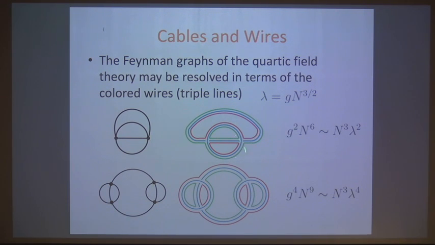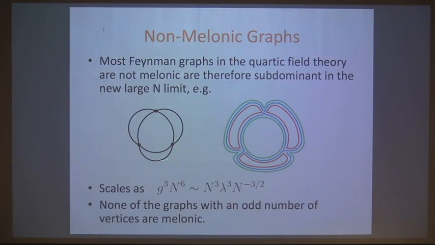But this is a very small subset of graphs in phi-4 theory, right? For example, most graphs will not be melonic. This is probably the simplest non-melonic graph, and you see it's suppressed by an extra factor of n to the minus 3 halves. So actually, none of the graphs with an odd number of vertices are melonic. That's pretty easy to convince yourself. I will not present the general proof, but basically the proof goes by erasing all the red indices, and then you have to be left with a planar graph made of the remaining green and blue indices. It's a very simple proof.